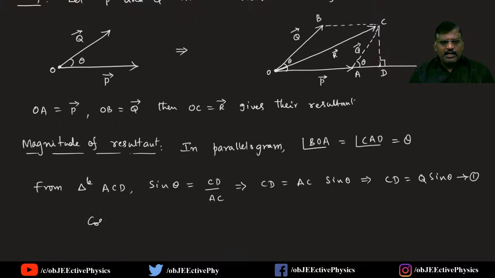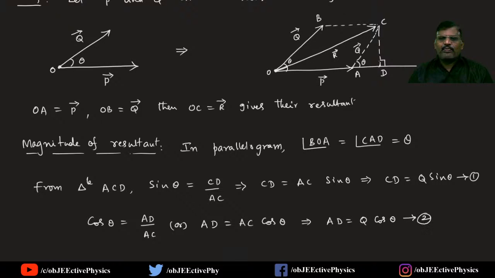Next, cos theta from the same triangle. Cos theta is equal to the adjacent side AD divided by AC, or AD is equal to AC cos theta. AC is Q, so AD is equal to Q cos theta. Let us call it equation 2. So CD is equal to Q sin theta, equation 1, and AD is equal to Q cos theta, equation 2.